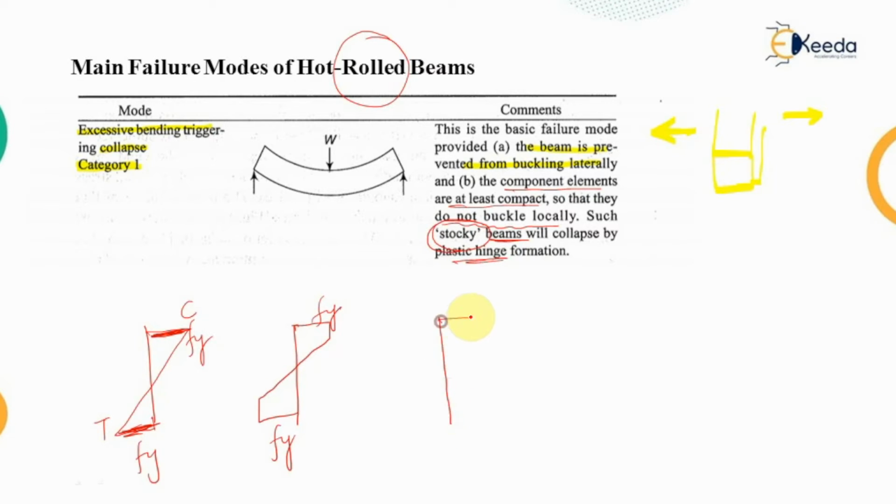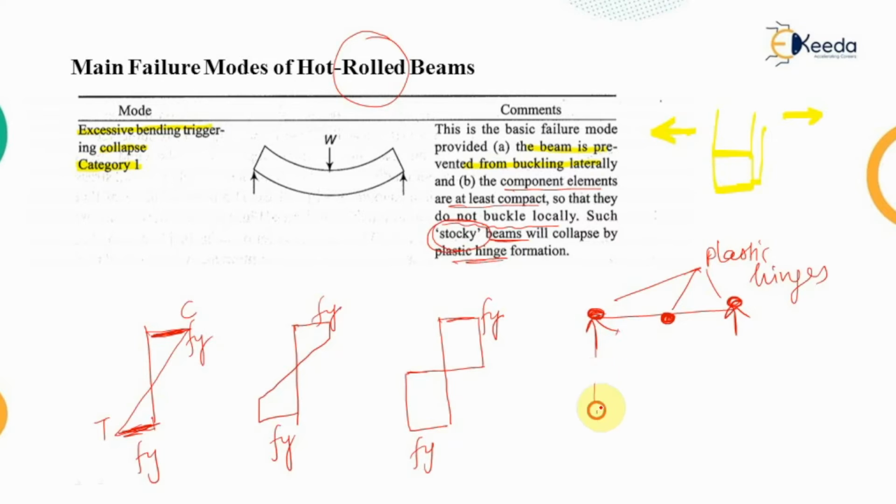But at the point of time when the complete section is under the yield stress, what will happen? Let's say if this was a simply supported beam, then at the points of support and at the position of the load, these will be developing the plastic hinges, because of which the complete section will be showing the deflection, and this is the collapse condition of the plastic hinge. So this is the first category of the hot rolled beams in which we classify the different failure modes. It is the excessive bending triggering the collapse.